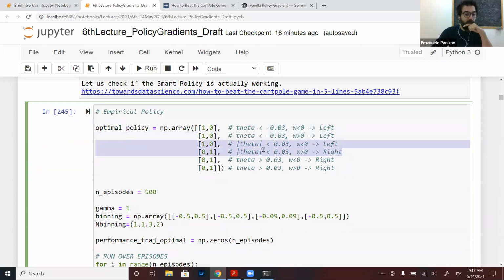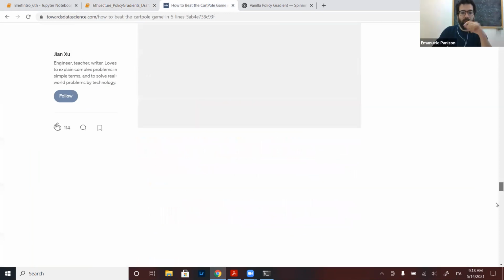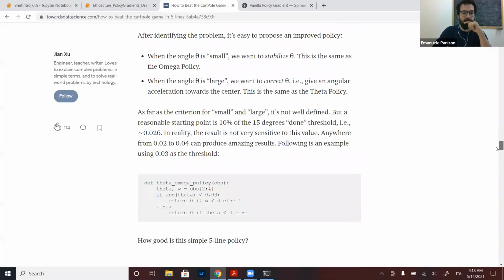If the angle is small, here in the middle, I have two cases. If the angle is small, but the tip is moving left, I want also the cart to move left, because otherwise it will fall over. And if the angle is small, but the tip is moving right, I want also the cart to move right, okay? And then if the pole is too much tilted on the right, I just want to move to the right. This is the definition of the policy, which you can find also on this paper here somewhere. I apologize, here, okay?